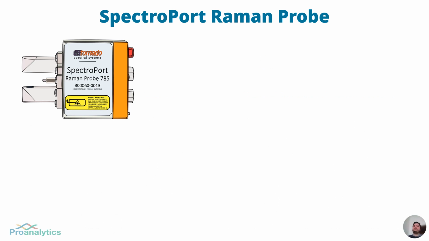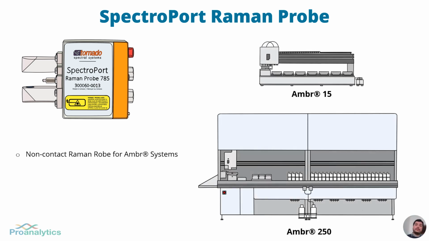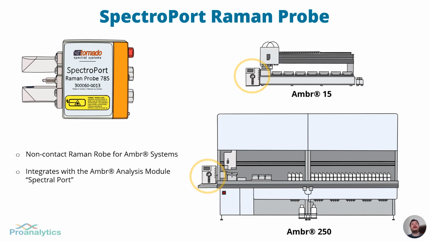And lastly, we have the SpectroPort Raman probe. SpectroPort Raman probe pairs with the Aber system. It plugs directly into the analysis module and is used to view metabolite profiles. This shows how accepted Raman is in the industry. The sensitivity and the speed of the instrument gives results very quickly. And you can always go back and reanalyze data for other metabolite profiles.